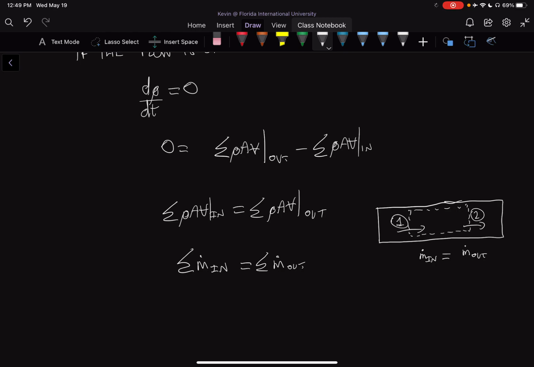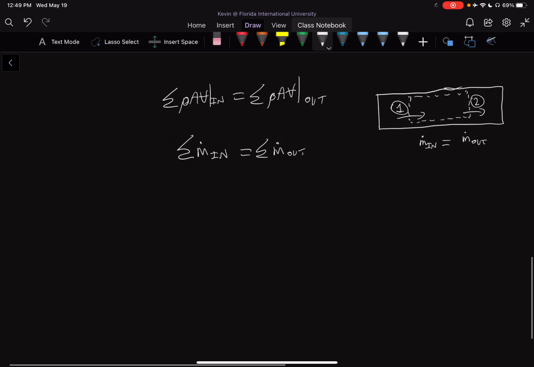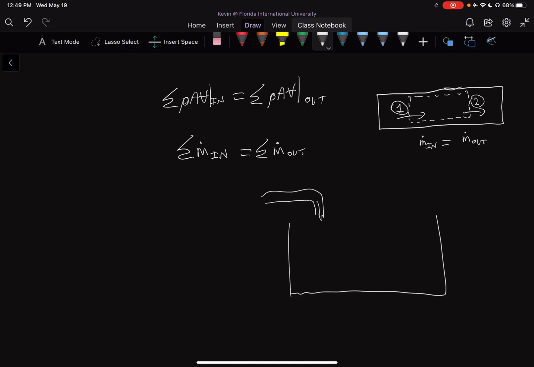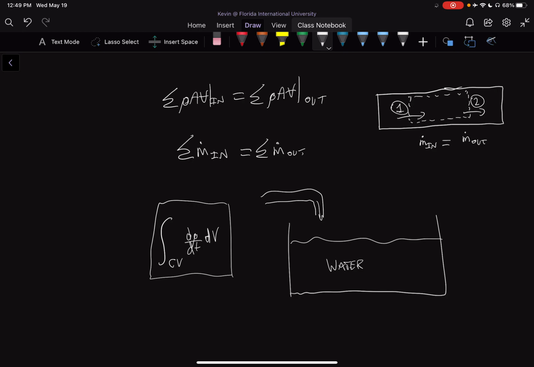On a different scale, what happens if we have, for example, a bathtub filling up? Let's say we have a bathtub and a faucet, and this is water. If the bathtub is filling up, we now have a change in mass with time. So the problem becomes more complicated, and we have to take into account the first term, which is the integral over the CV of d rho dt times dV. We have to take this term into account if we have a transient filling of a water tank and our mass is changing in our system.